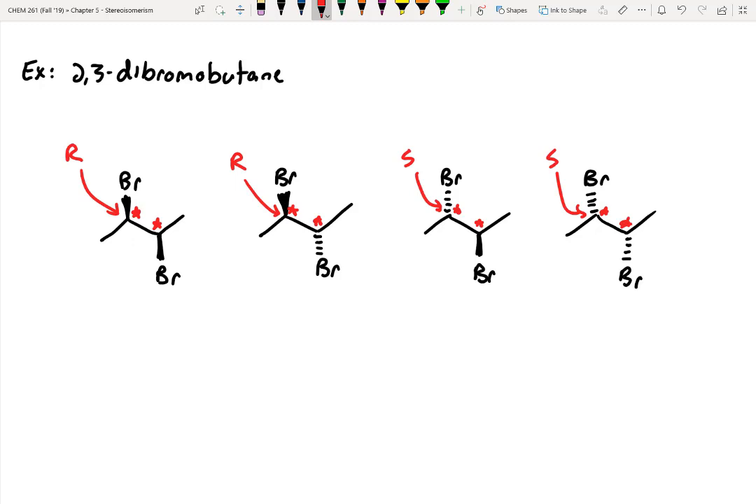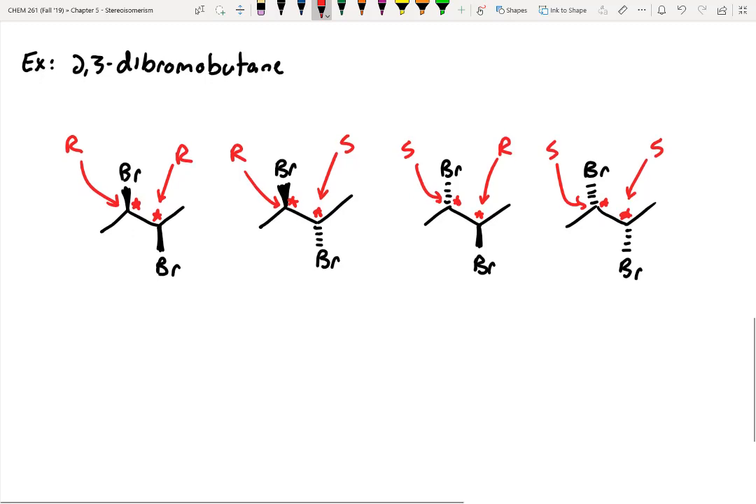So once you assign one, it's pretty quick to assign the rest, as long as you're keeping everything else the same, right? Let's do the same thing over here. Be R. What would this one be? S. What about this one? R, because it's the same as our original, it's a wedge. All right, and then what about over here? S.